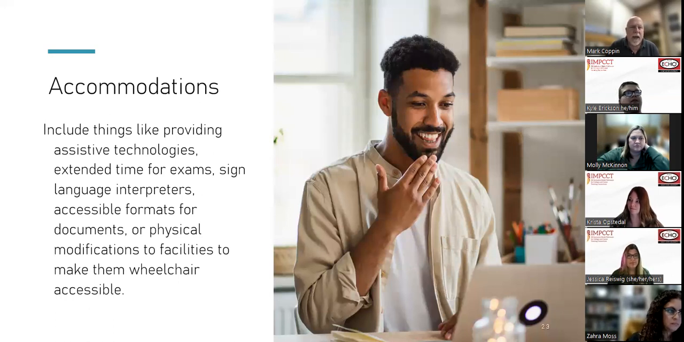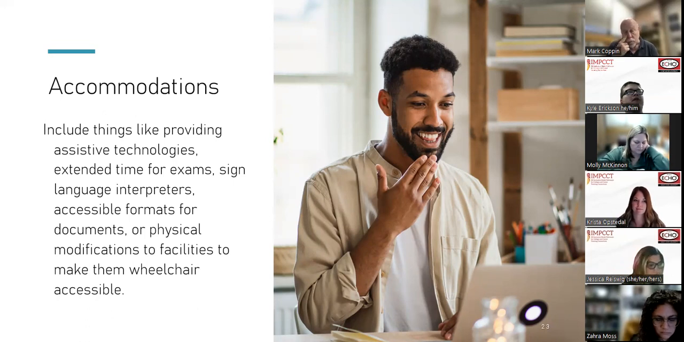So when we look at accommodations, we take a look at things like various assistive technologies or access with assistive technologies, extended time for examinations, sign language interpreters, accessible format for documents, or it could be physical modifications to facilities to make them wheelchair accessible. So what we'll do is we'll meet with the students and we'll decide what are some of the accommodations that they will need for each individual course. And we will meet with the faculty member and discuss what are some of those accommodations that need to happen. Next.